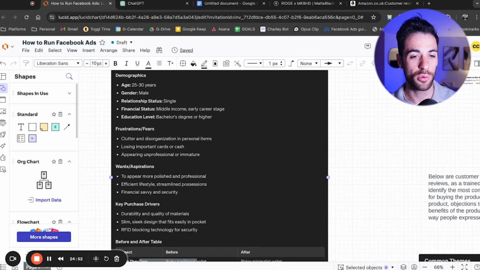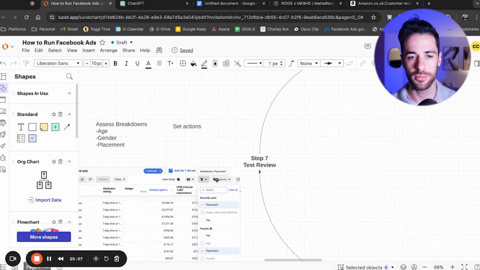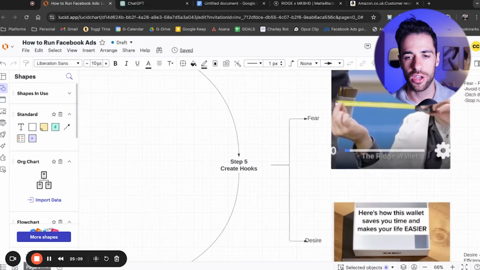So people want to get away from clutter, disorganization, appearing unprofessional. Like I said, ChatGPT is good, but it doesn't give us everything. There's nothing here about moving away from being unstylish or whatever. You have to really add to it based on your knowledge of your product and the market. But anyway, let's look at how we do some of these.